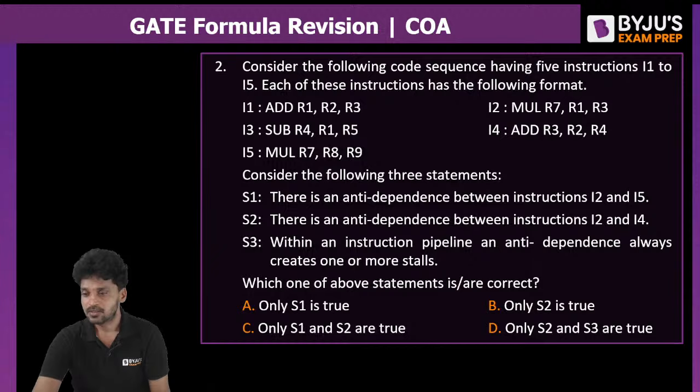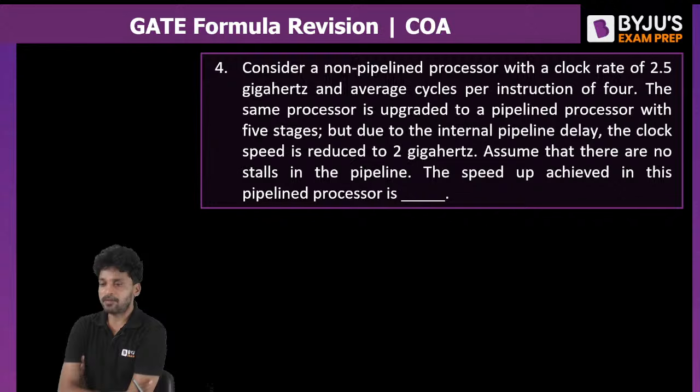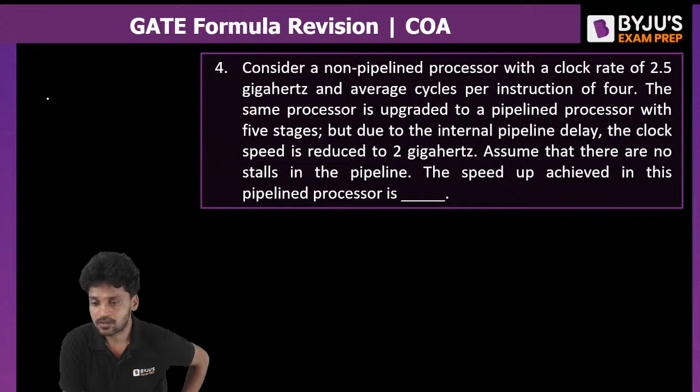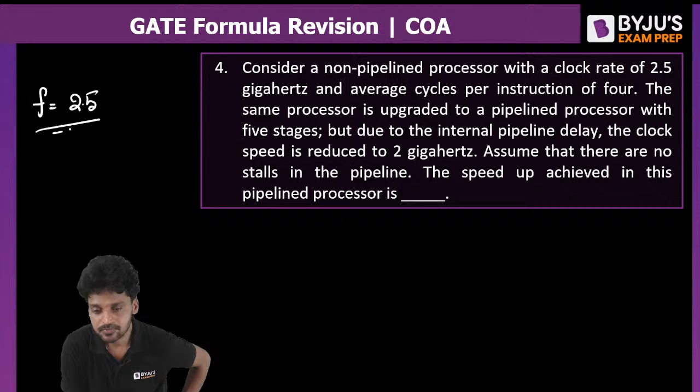Next one. Consider a non-pipeline processor with a clock rate of 2.5 GHz and an average cycles per instruction of 4. Okay, let us solve this question. I'm just explaining some complex questions here because we are running out of time. Here, the frequency of the processor is equal to 2.5 GHz, and one instruction takes 4 clock pulses.